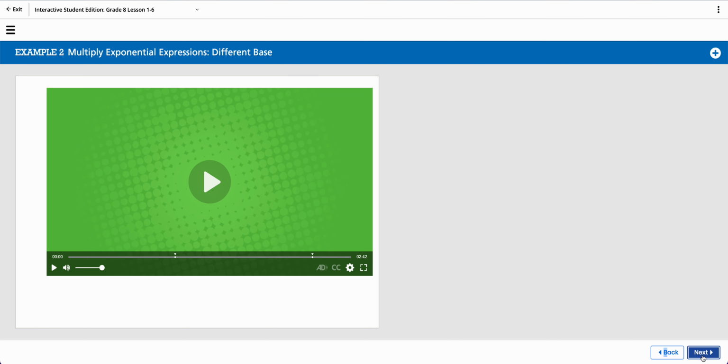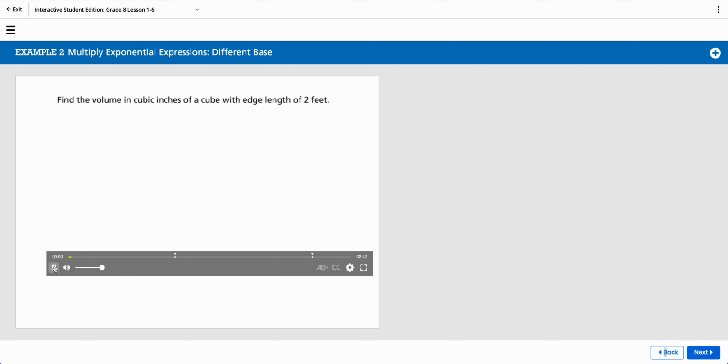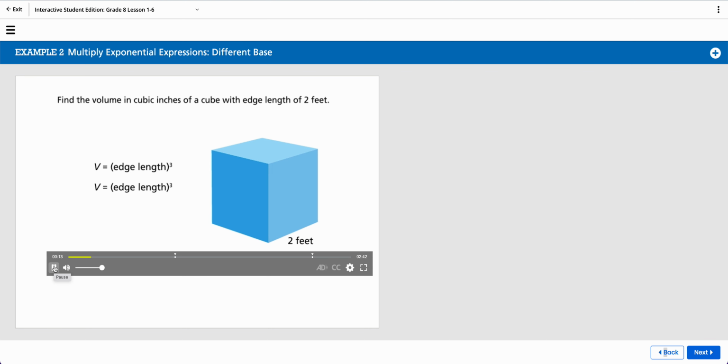This video is not as great as the last one, I think, but we'll still get some stuff out of it. Find the volume in cubic inches of a cube with edge length of 2 feet. The volume of a cube is equal to the edge length to the 3rd power. The edge length of this cube is 2 feet. So the volume is 2 to the 3rd power cubic feet.